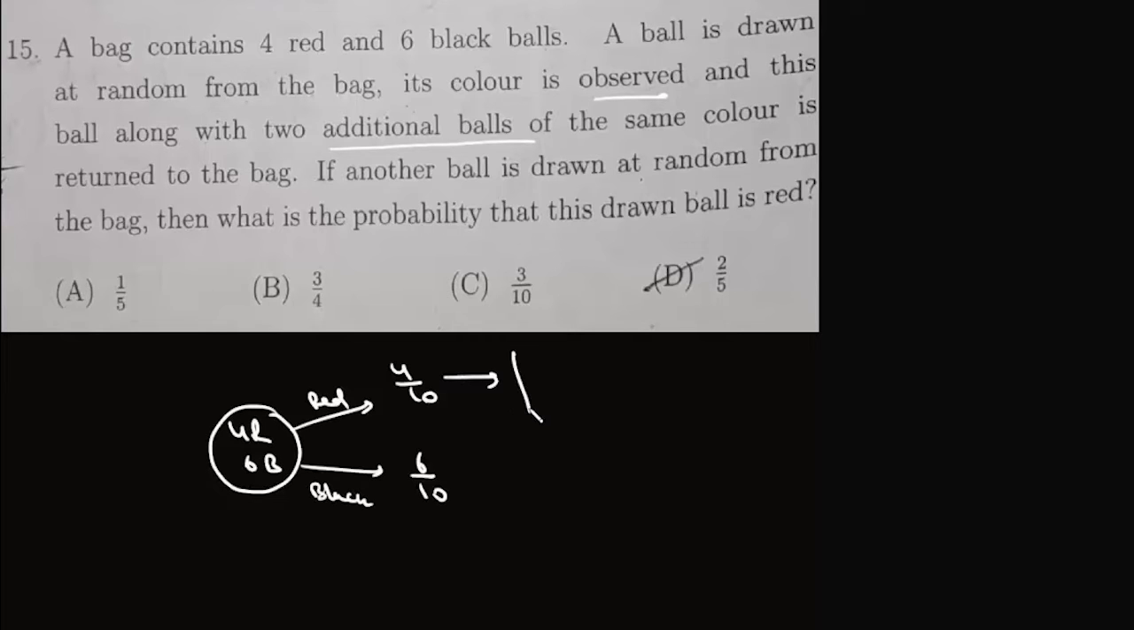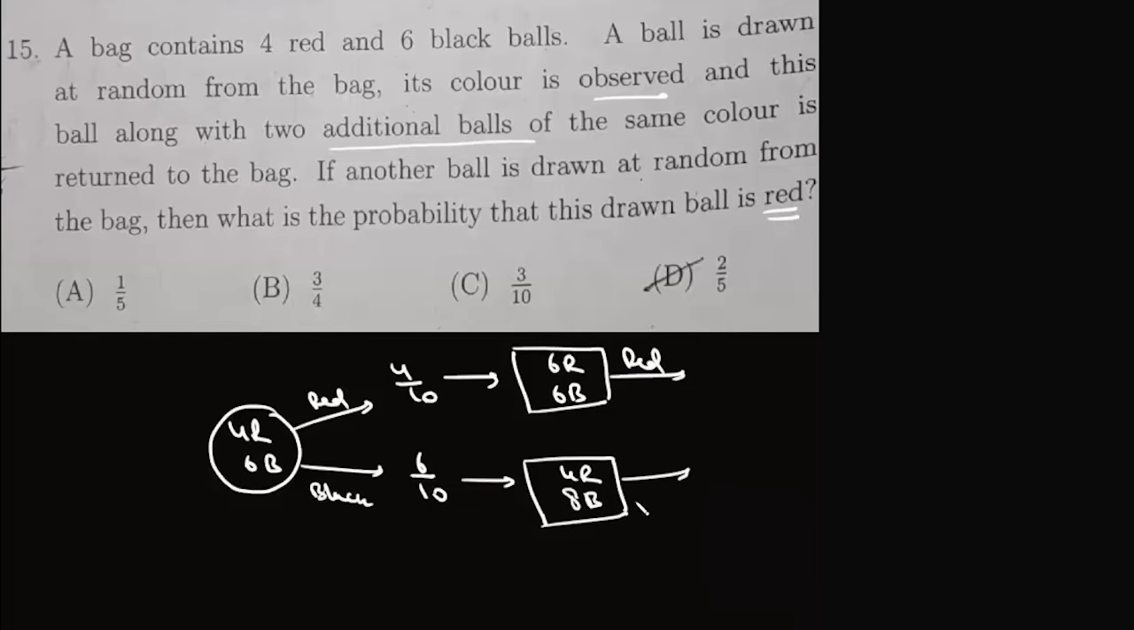So now the bag has, in the first case, 2 more red balls, so there will be 6 red and 6 black. And in the second case, it will have 2 more black balls, so now it will be 4 red and 8 black. Now it says if another ball is drawn at random, find the probability that this ball is red. So we have to find the probability that this ball drawn is red.